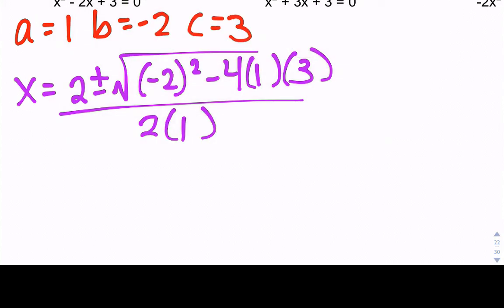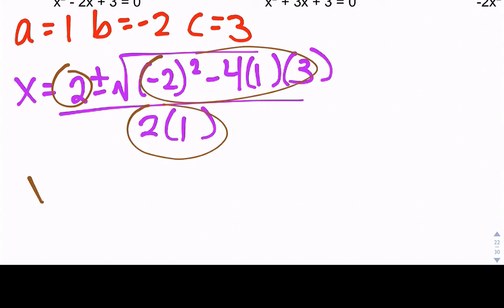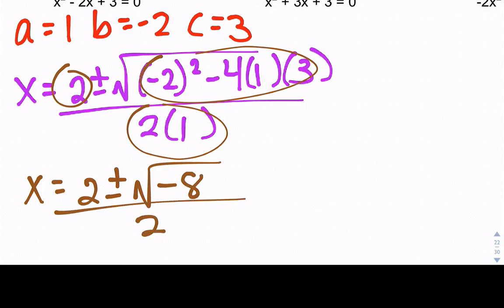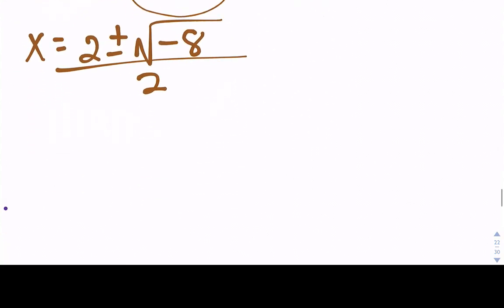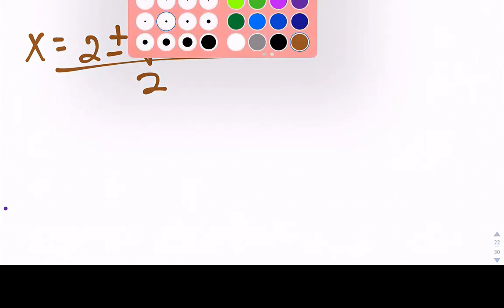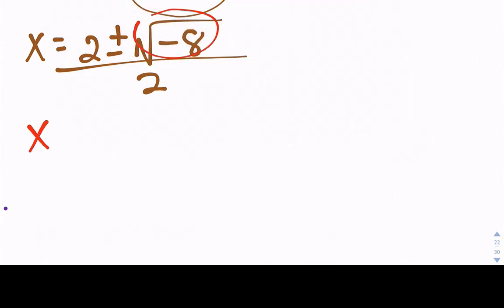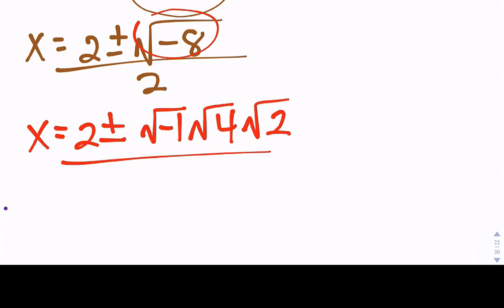Solve for your three chunks right here. This one, these, and these. We get x equals 2 plus or minus the square root. You type that discriminant in your calculator, and we get negative 8 over 2. Here's the new part. That square root of negative 8 we're going to simplify. So we get x equals 2 plus or minus the square root of negative 1, square root of 4, square root of 2. So we did that actually above.